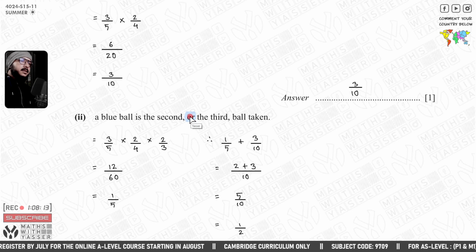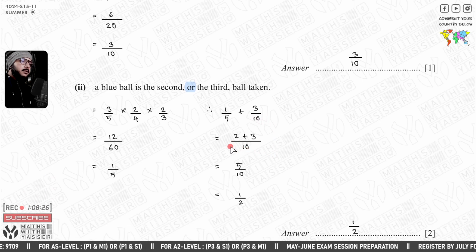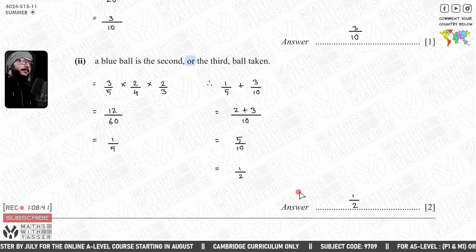Now, since it was an OR case, we need to add these two options. It can be either this or this. So 1/5 plus 3/10, which gives us, after taking the LCM, 10 in the denominator. 5 times 2 is 10, 2 times 1 is 2, plus 3, which is 5/10. Dividing both of the numbers by 2, we get 1/2. So the probability is 1/2.